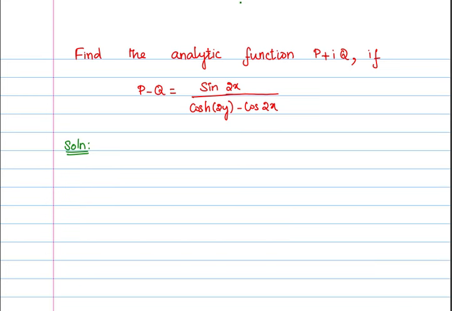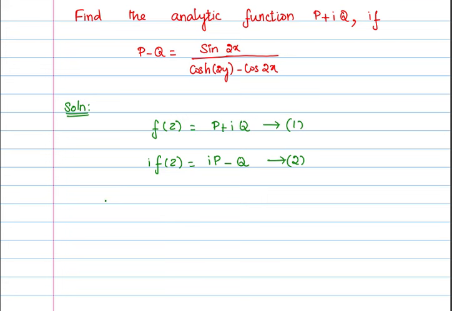Hi friends, in this video we are going to find an analytic function P plus iQ such that P minus Q is given. So let f of z be the analytic function that is equal to P plus i times Q. Now I simply multiply by i on both sides. So i times f of z equals iP minus Q. Take this as equation number 1, and this as equation number 2.